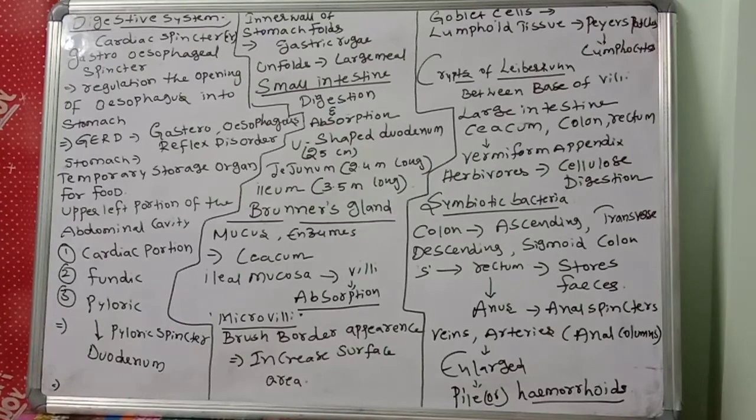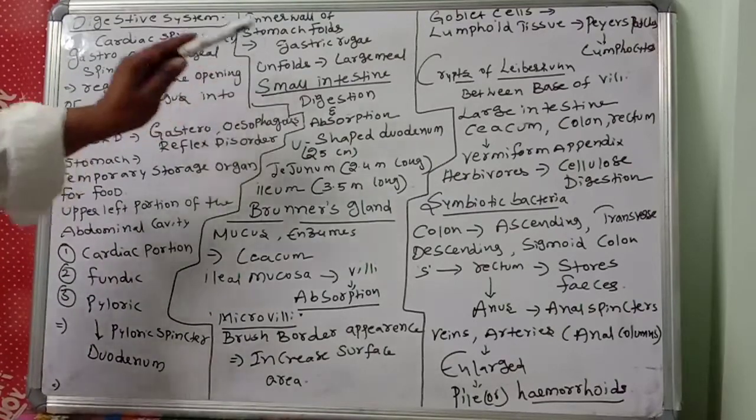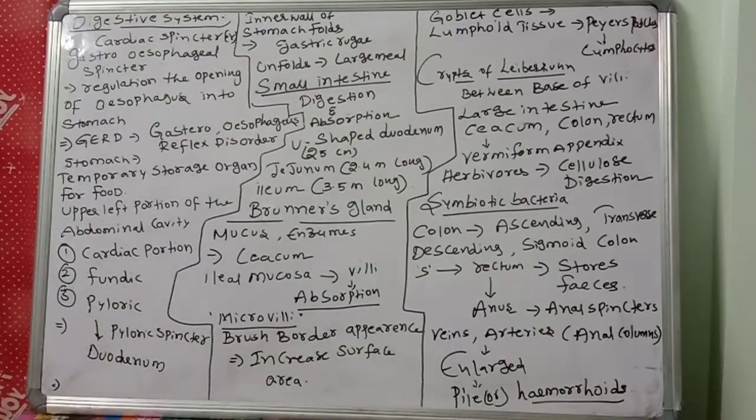Next, we come to the next important part, that is the small intestine. The duodenum is there, right? The pyloric sphincter opens into the pyloric stomach, which opens into the duodenum. There one sphincter will be there. Coming to the small intestine, the duodenum is a part of the small intestine, right?